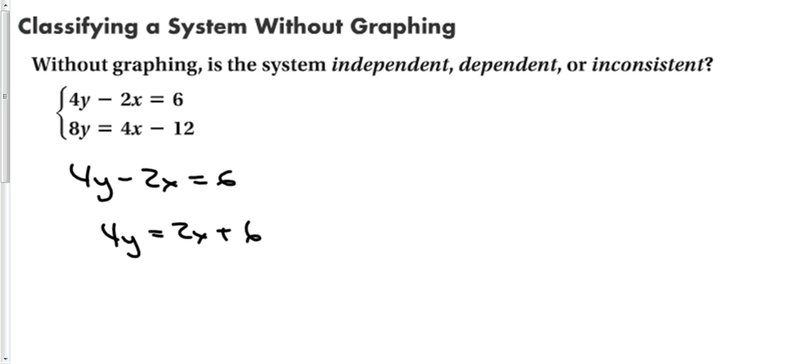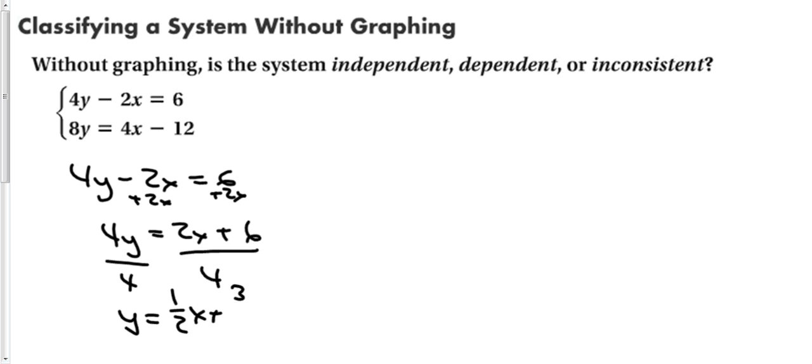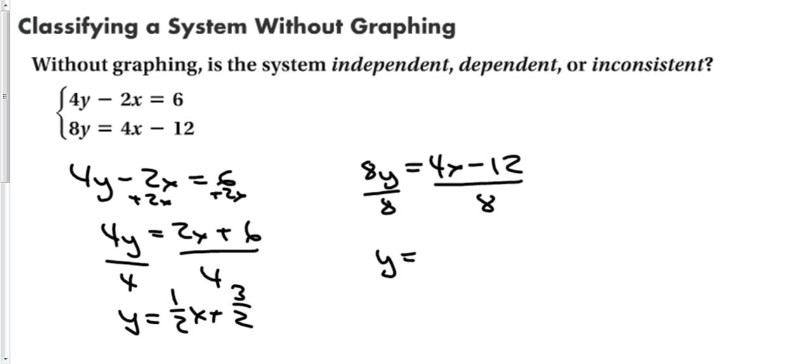So we have 4y is equal to 2x plus 6. We want to move the x over to the other side, so we add 2x to both sides. Divide by 4 gives me y is equal to 1/2 x plus 6 over 4, which simplifies to 3 over 2. There's my first equation in slope-intercept form. Let's do the second one. My second one is 8y is equal to 4x minus 12. We divide everything by 8, which gives me y is equal to 1/2 x again, minus 3 over 2.